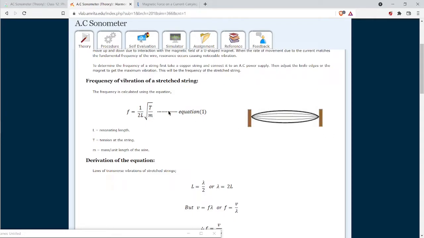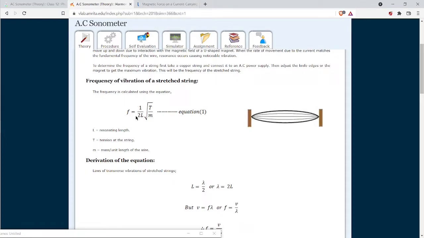Now if we have these three things, we can easily find the natural frequency of the stretched string, given by the formula 1 by 2L times the square root of T by m. Once we get the frequency of this stretched string, we can proceed to the resonance part.